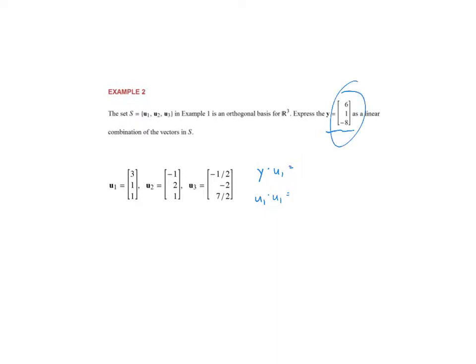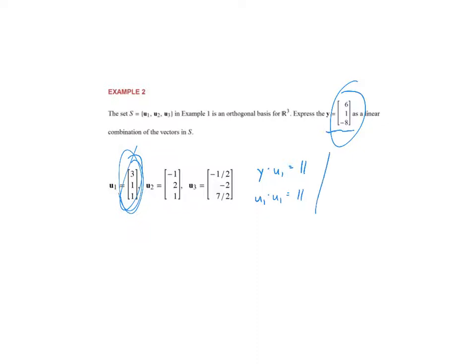So my y vector dot u1: 6 times 3 is 18, plus 1 is 19, minus 8 is 11. And then we take u1 dot itself, you also get 11. Okay, I'm going to go through the other dot products a little bit more quickly.